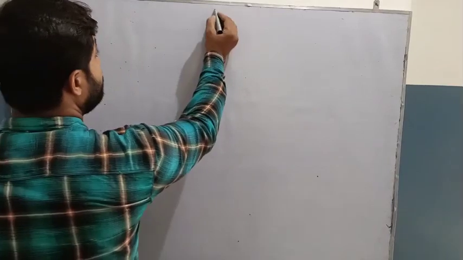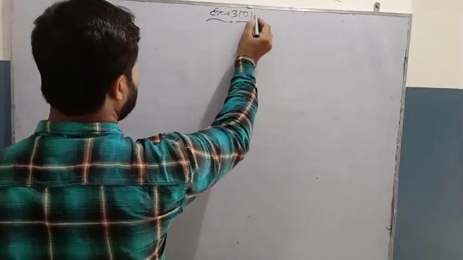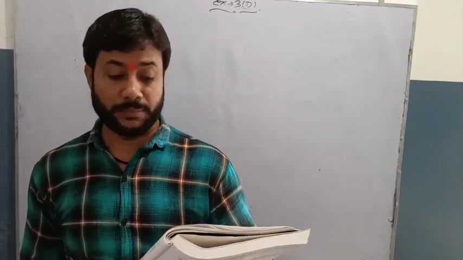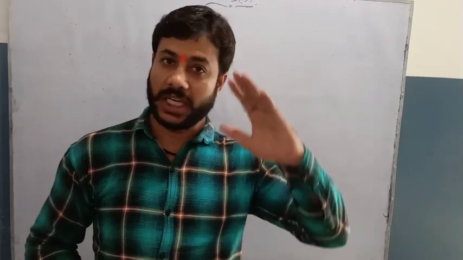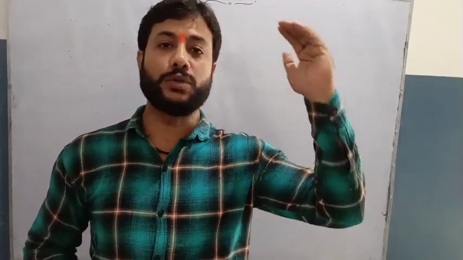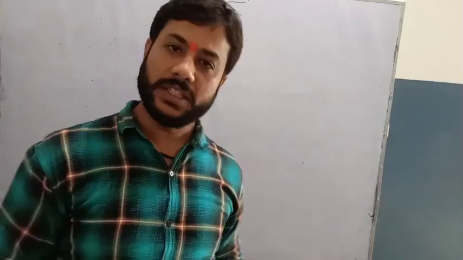Okay. Exercise 3D. In this exercise we will find the square root of each of the following numbers by using the method of prime factorization. Do remember, my students, in my earlier videos, I have explained how to go for prime factorization to find out whether a number is a perfect square or not. So we will apply the same rule here while solving some questions.